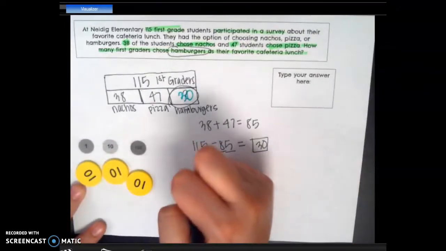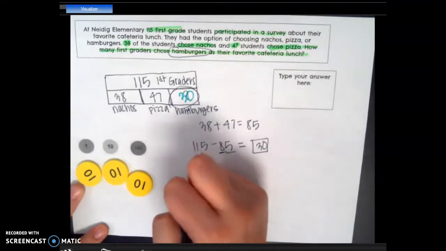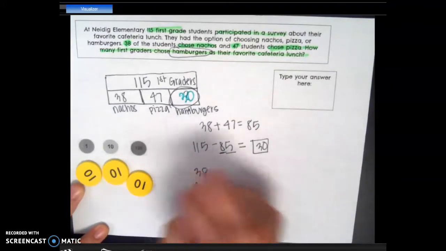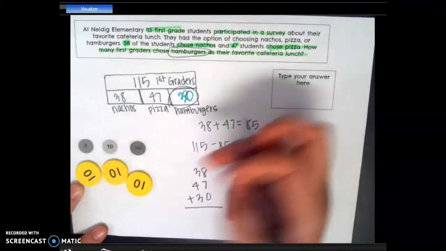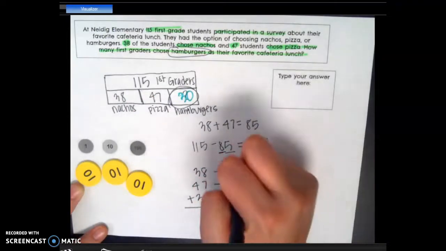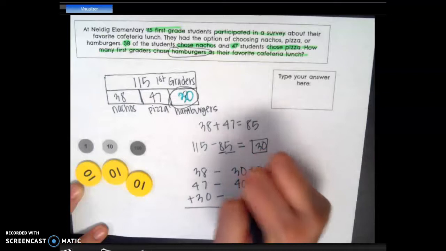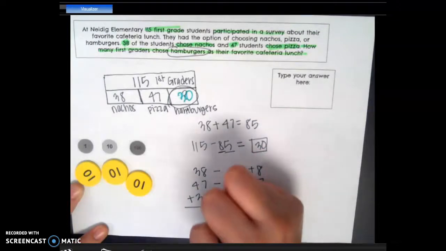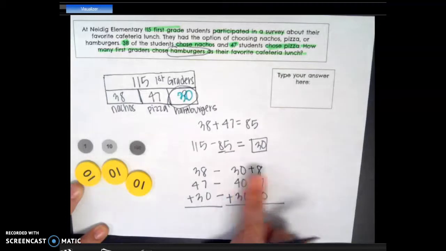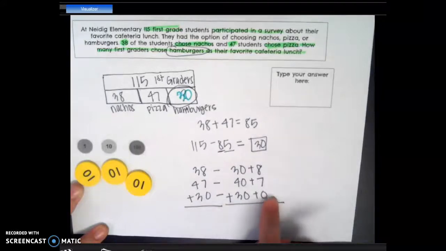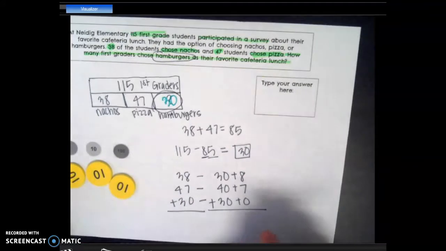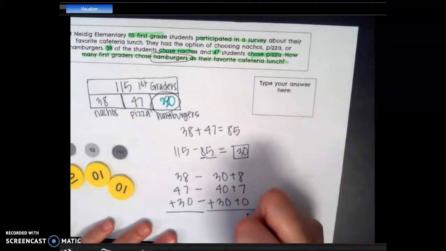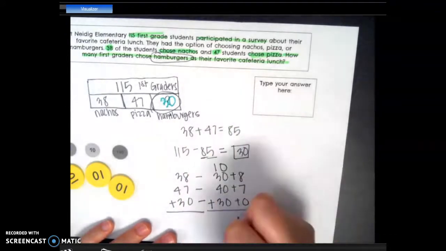And I'm going to add them up doing the break apart. When I add these all up, they need to equal 115. If it equals 115, I did my operations correctly. 38 breaks up into 30 and 8. 47 breaks up into 40 and 7. 30 is just 30 plus 0. And I'm going to put a 0 just so I can keep all of my ones lined up. 8 plus 7 is 15, but I'm not going to put 15 here. I'm going to put my 5, and I'm going to carry my 10.